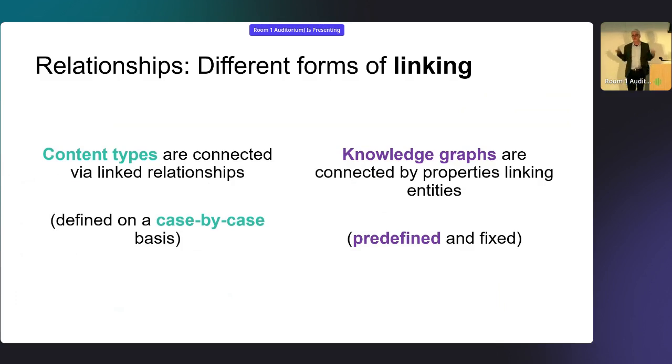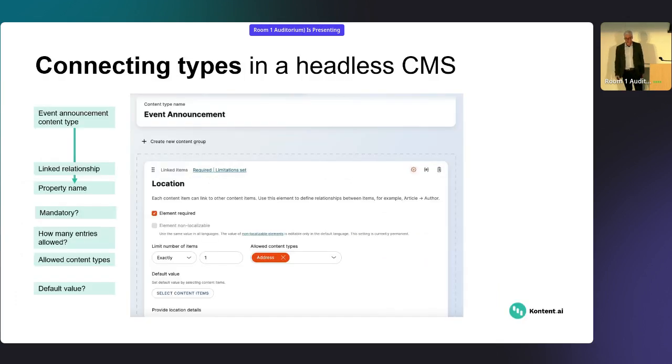Relationships. We can relate content together in a headless CMS content model, but it's a bit different than how linked data works. Linked data, you know, knowledge graphs, we have these predefined relationships that are pretty fixed. They're the logical relationships between entities. In the case of a content model, we can relate all kinds of content, but it's done on a much more ad hoc basis.